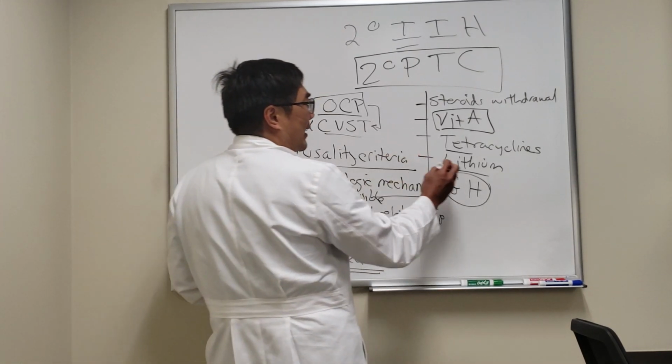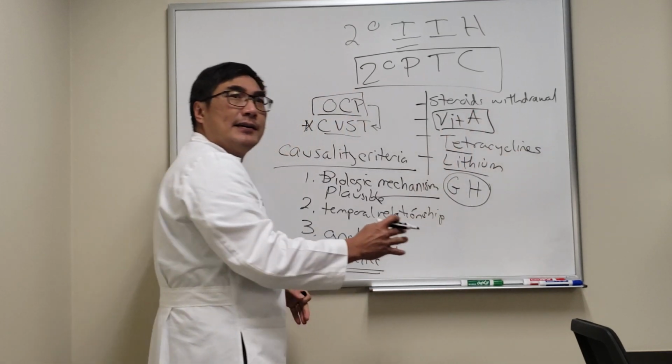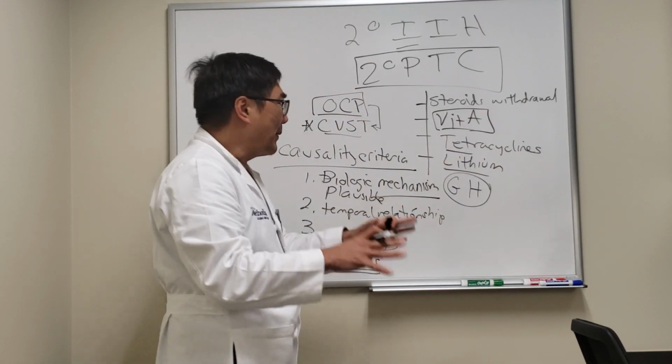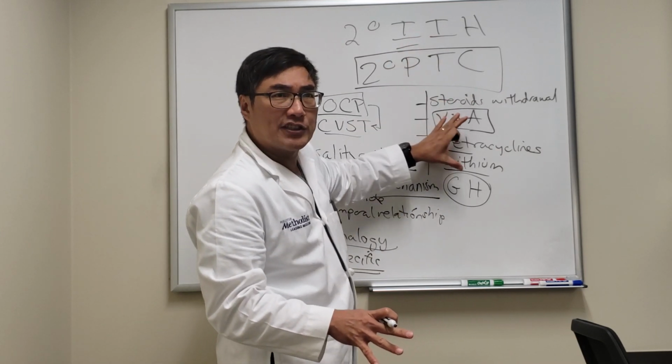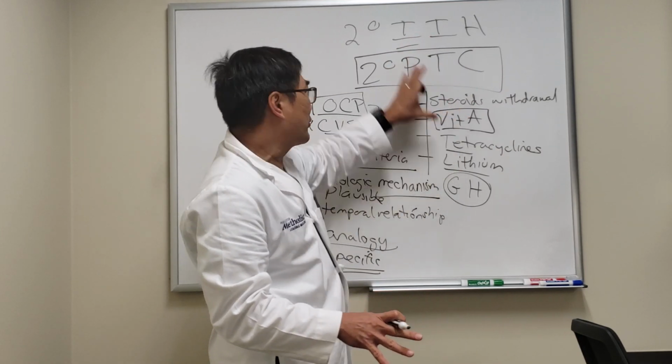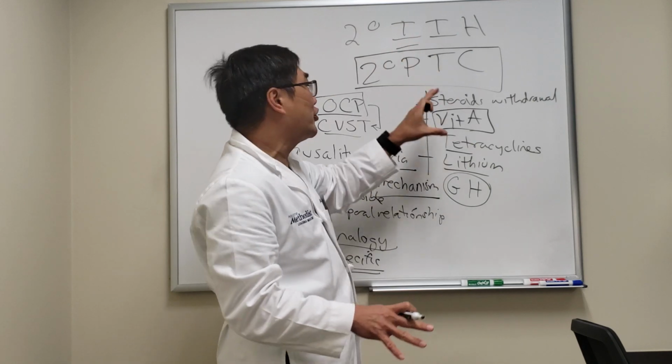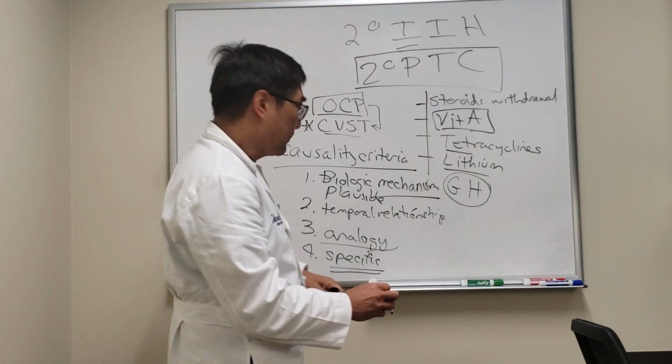However, you should really be thinking about it when you're a kid, or if you're a thin person, or a man, or an elderly patient. Those patients are much more likely to have an exogenous agent causing their pseudotumor than the typical obese female who just happens to be on tetracycline.